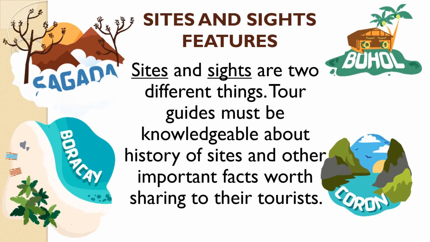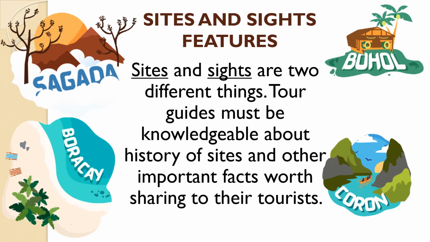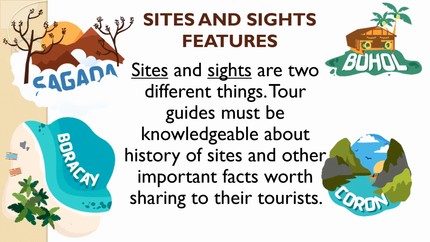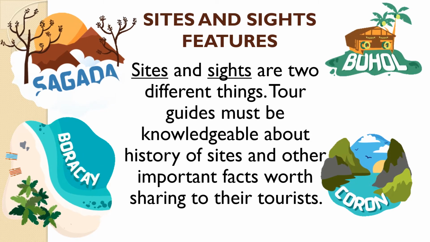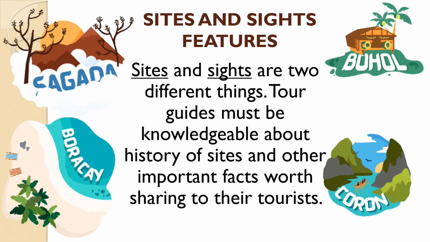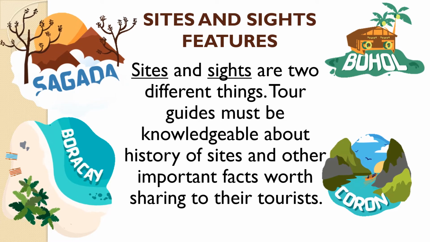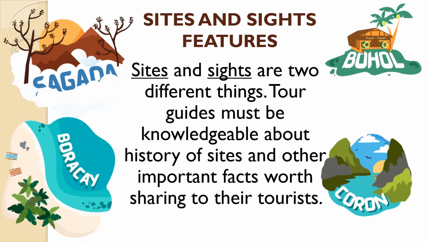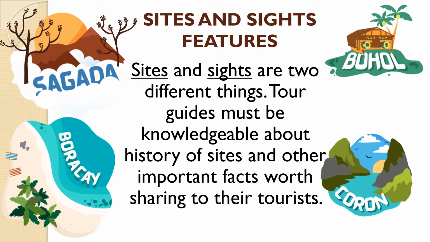Sights, on the other hand, are places of interest. Normally, these are places that are being visited by tourists. So the specific attraction interests tourists to go and visit. And some attractions are planned around historic sites and natural settings, or what are normally called natural attractions. An example of this are the Hundred Islands in Pangasinan, and also the Chocolate Hills in Bohol.